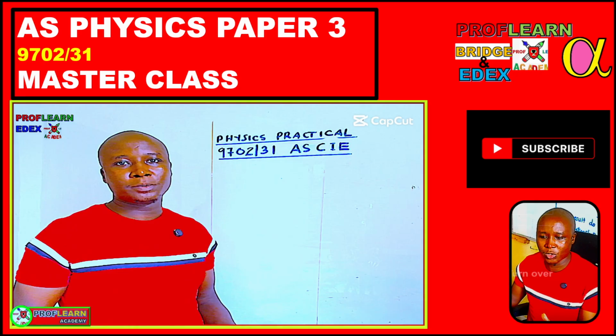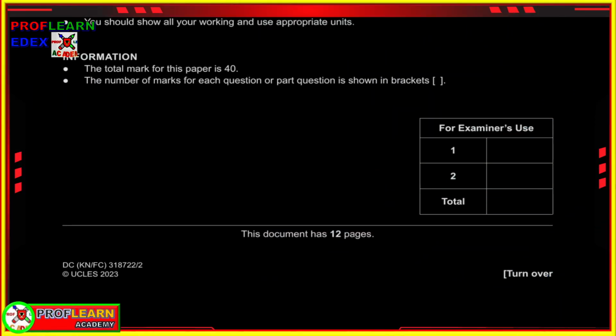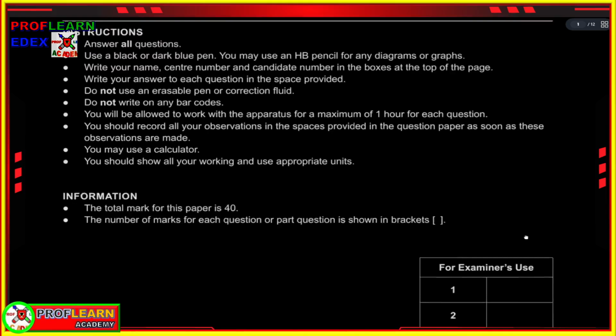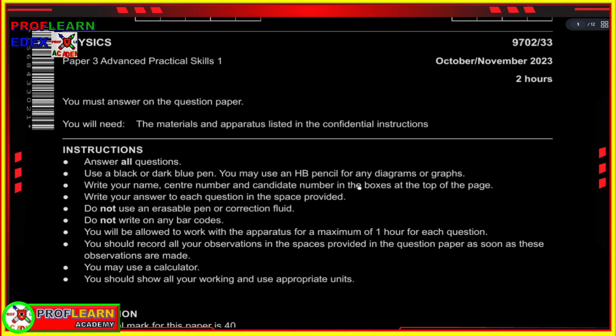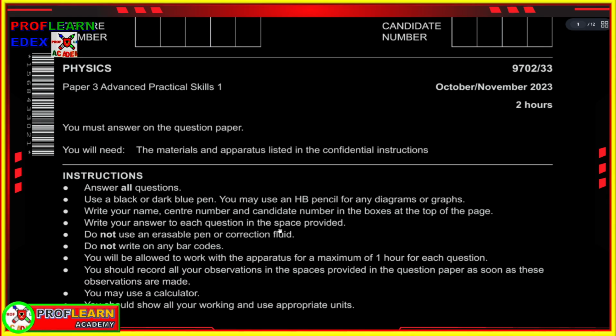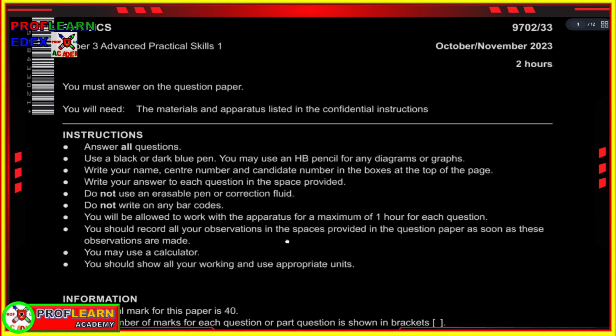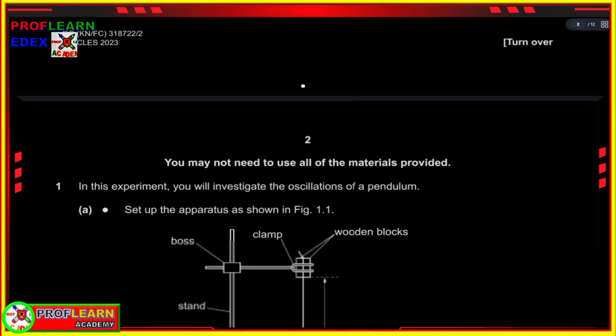We're going to have a discussion on how the structure of paper 3 looks and what you are supposed to do in that paper, and how you are able to earn all your marks as far as that paper is concerned. So here with me, I have a paper of practical skills 1 for paper of 2023. This paper is 40 marks, and how you work it out really matters a lot.